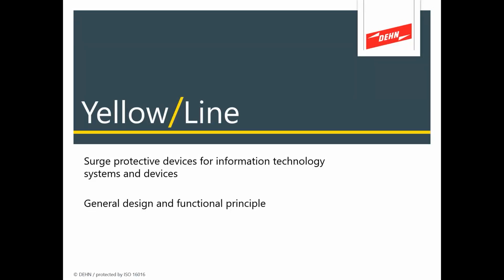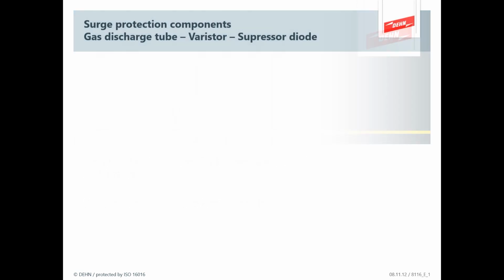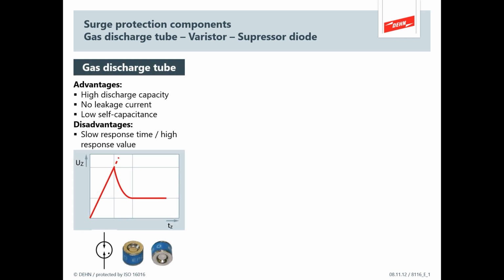Now we're going to have a look at the general design of these data line SPDs, because they're not the same as the power. We have different components. The most robust one you would typically find is a gas discharge tube. It doesn't have any leakage current. That's a good thing. It has a high discharge capacity. That's also a good thing. The only disadvantage is a slow response time. It's a bit like trying to strike a fluorescent tube. It takes a little bit of time for it to strike up, but once it's become a short circuit during the surge event, you're away.